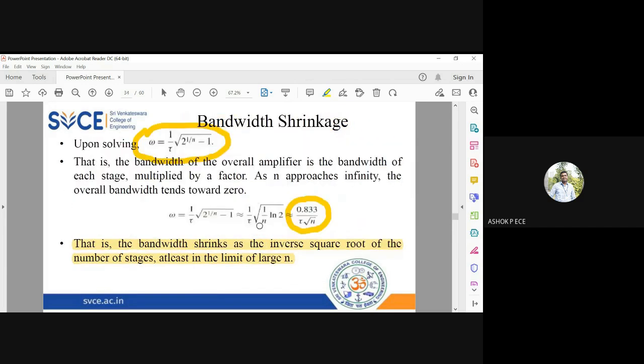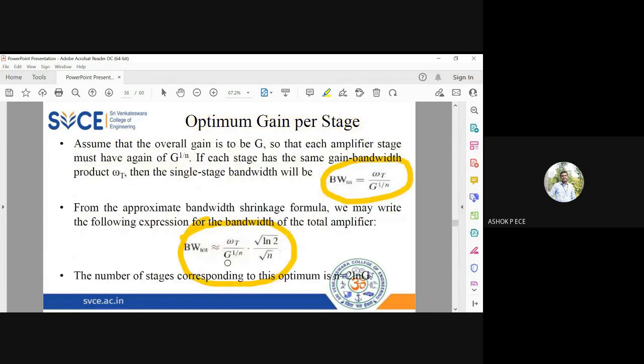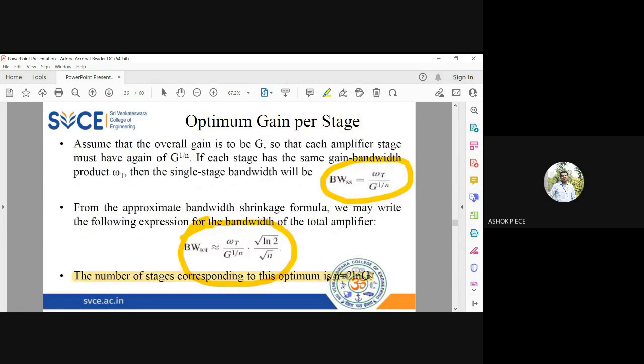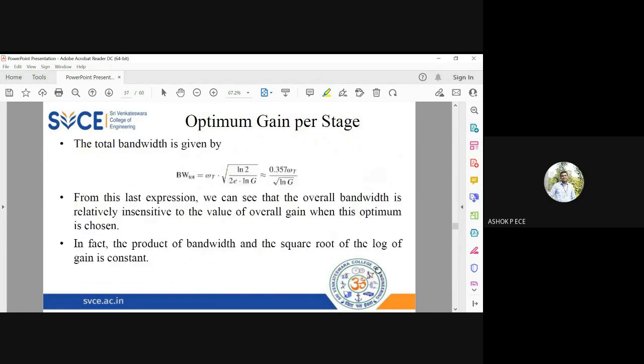See here, root of 1 by n ln 2. So this square root term is there, right? So that you have to multiply. So this corresponds to the maximum number of stages will be n is equal to 2 ln G. So the optimum number of stages is n is equal to 2 ln G.